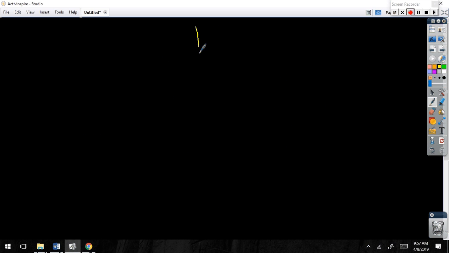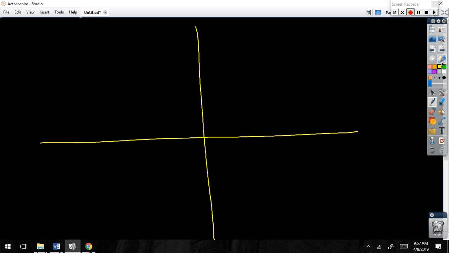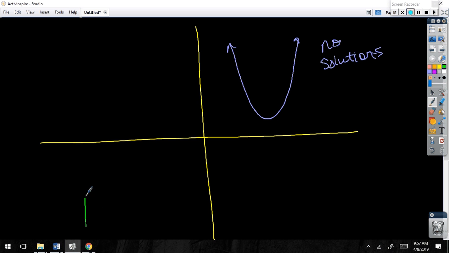How many solutions does the purple graph have? None. It never, no matter what you do, is going to touch the x-axis. Are we all in agreement? Yes, ma'am. What about this one? How about the green one? No solutions.